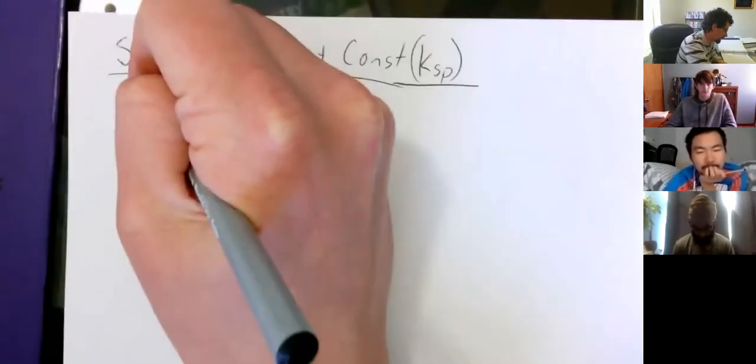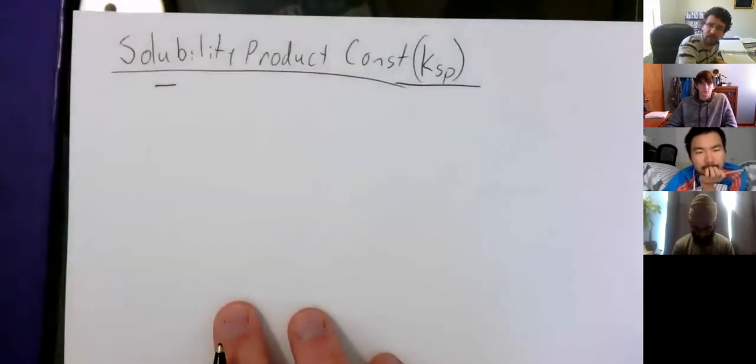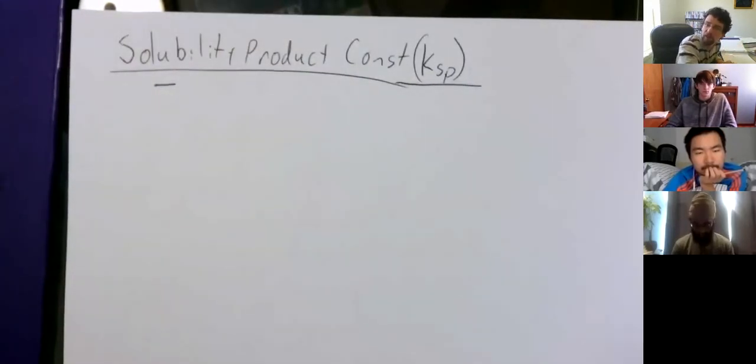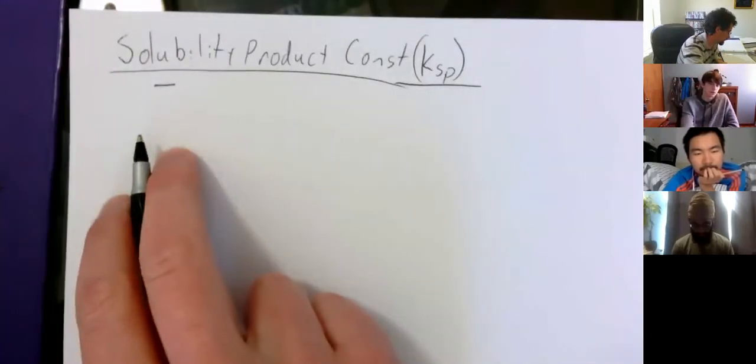Okay, so what does this describe? What's the purpose of KSP? What physical information do you get from it? How soluble a compound is. Yep. So it's a constant to describe solubility.